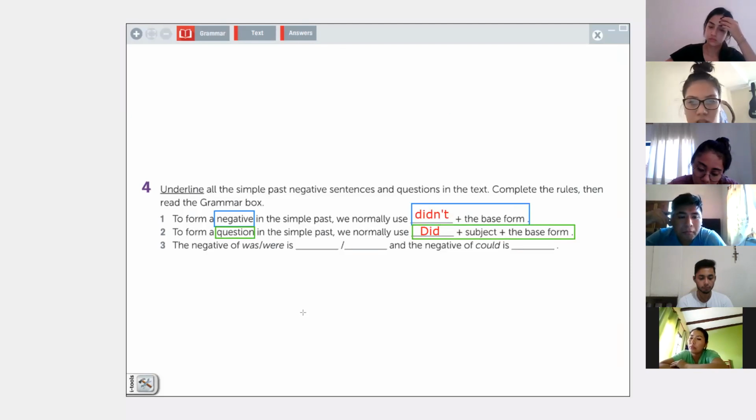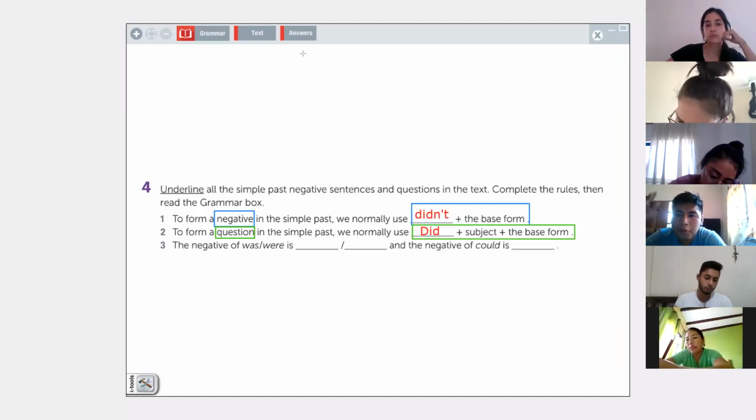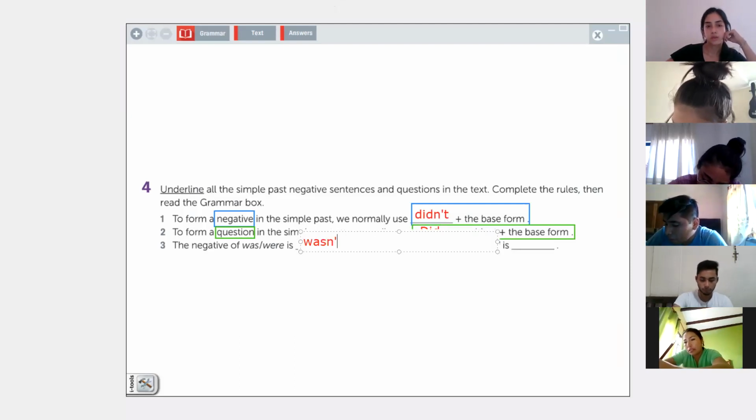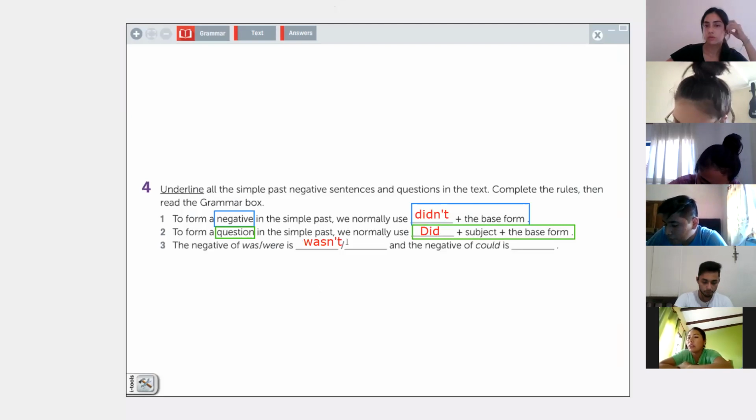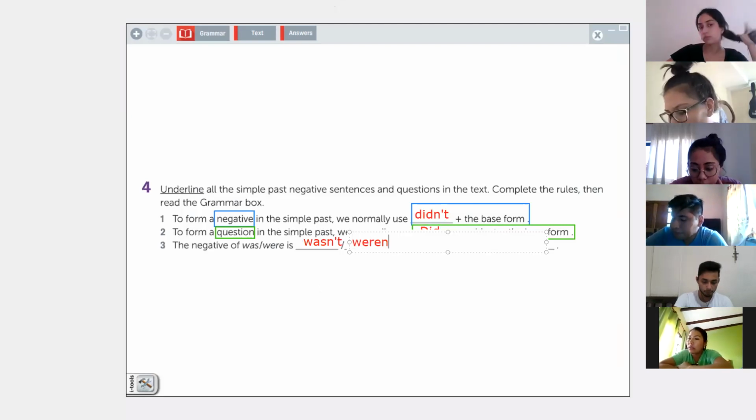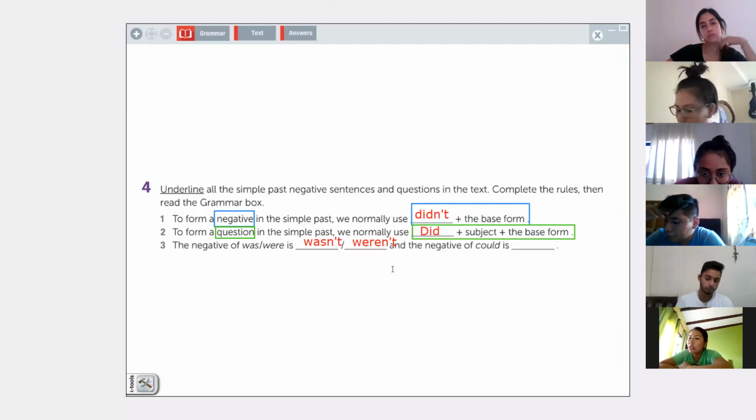Very good. And the last one, the negative of was, and of were, is wasn't and weren't, right? Very good. Wasn't and weren't. And the negative of could. ¿Cuál sería la forma negativa de could?